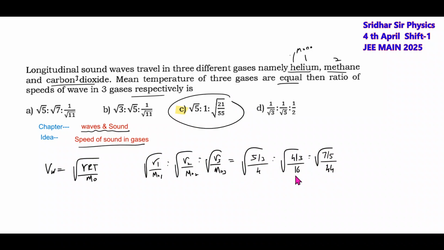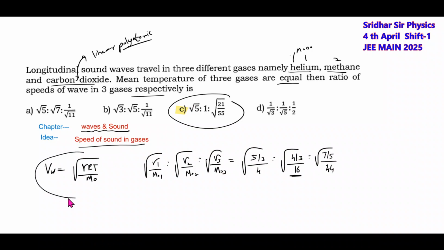A little bit, I think, from chemistry data you should gather regarding methane, because carbon dioxide we know is a linear polyatomic gas. Though it's polyatomic, the degrees of freedom will be 5 only. Therefore gamma will be 7 by 5. This is a basic idea.